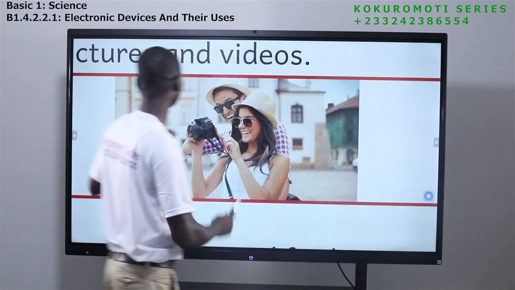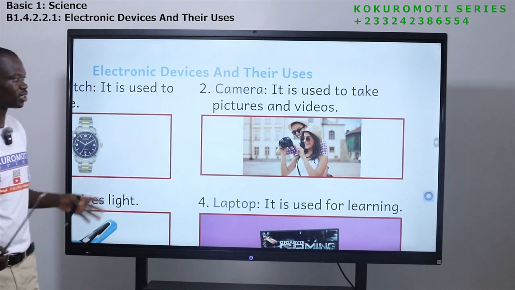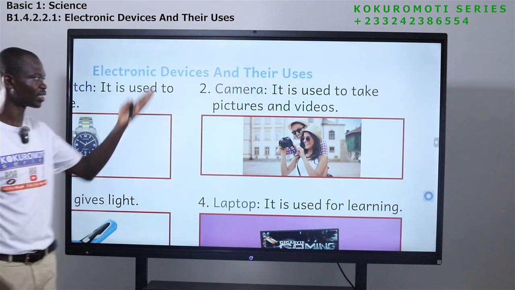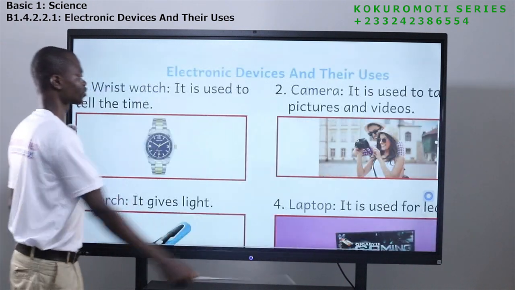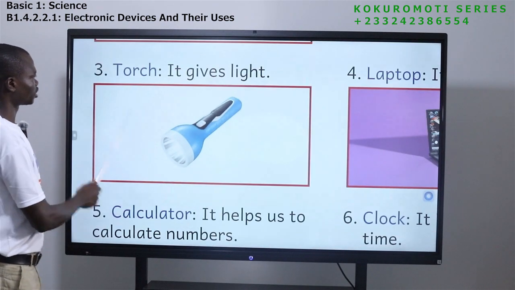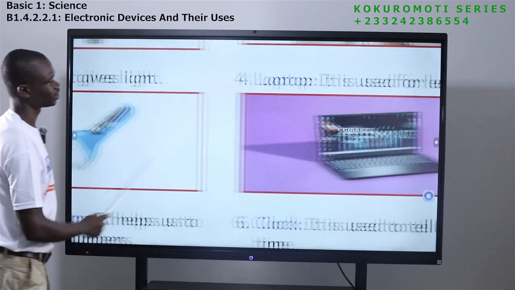And what do you use? You use what? Camera. In fact, camera is meant for what? Taking pictures and what? Video. Those who have been using mobile phone, fine, it's there, but cameras are purposely for what? Pictures and video. So let's go to this side. We have this torch. So it gives what? Light. This is torch, it gives light.